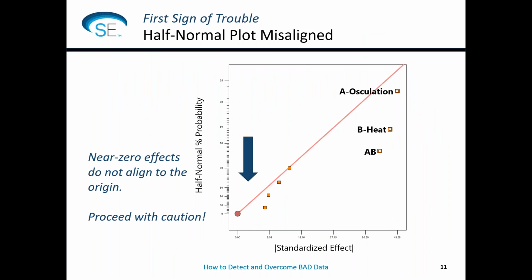So what I'm going to do is I'm going to bring this up on Design Expert. And one of the first things that we'll notice is that there's a discrepancy from the near zero line and the half normal line with the origin of 0, because normally these points should line up. And that's going to be one of the first things that a person who's very astute would notice. And I want to give you that tip that when these near zero effects do not align with the origin, you should proceed with caution.